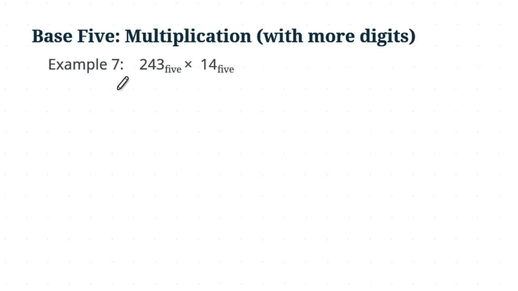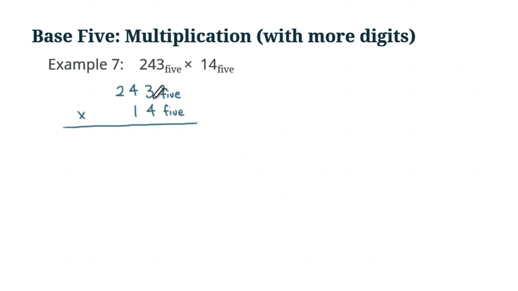And so now let's do the setup. We have 2, 4, 3. Yeah, so we start with 2, 4, 3, base 5, and then multiply by the number 1, 4, base 5. Yeah, so let's do this. Even at the beginning, it's becoming more interesting than the previous example.